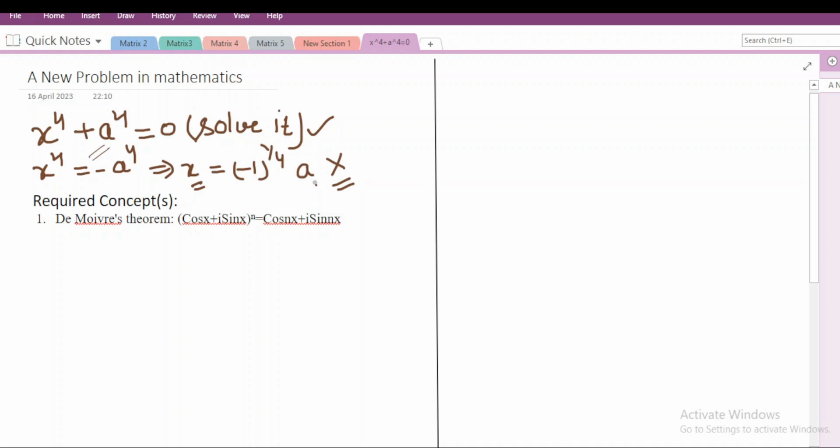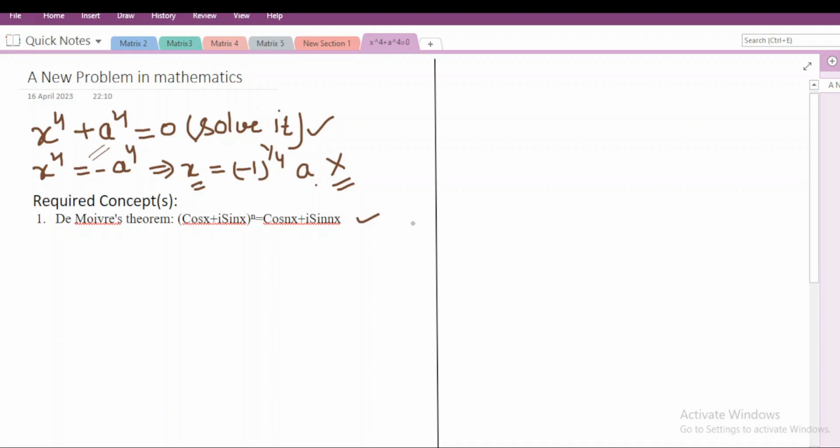So in order to find the correct answer, we need a concept, that is De Moivre's theorem, which says (cos x plus i sin x) to the power n equals cos nx plus i sin nx. So we will move forward with the help of this problem.